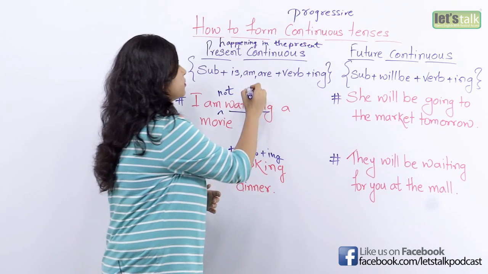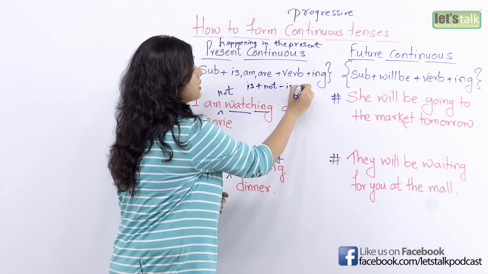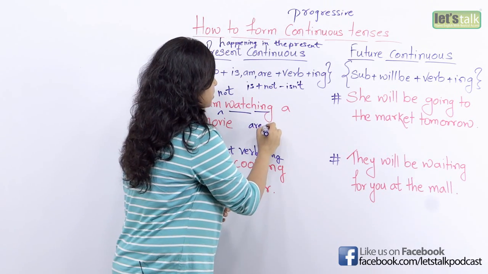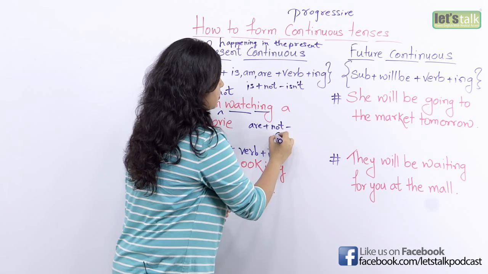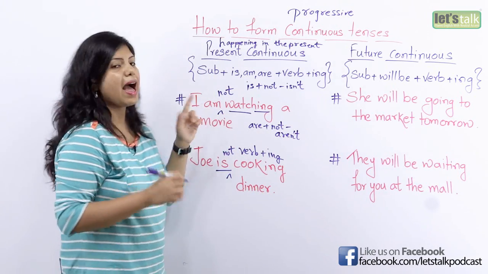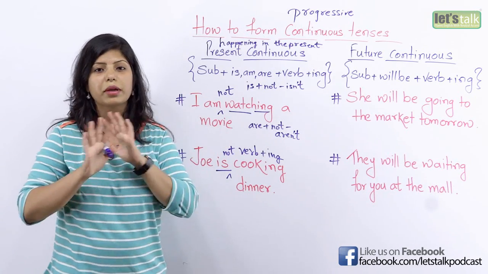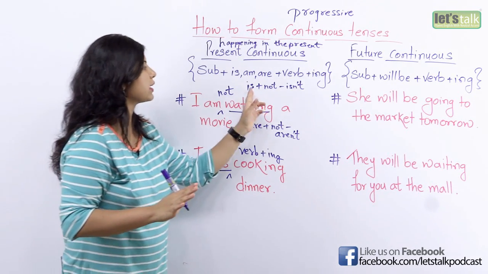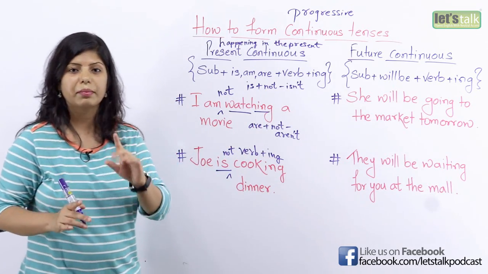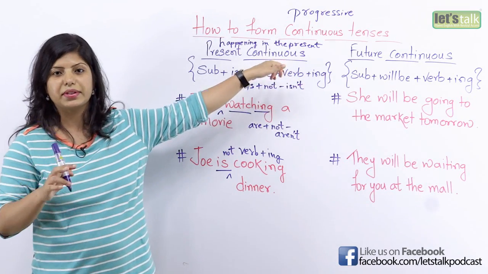Similarly, if you want to make it shorter, you would say is plus not becomes isn't. Alright? Are plus not becomes aren't. And whenever you use am, there's no way of contracting it. So it will always be I am not. There's no way of shortening that. You can only contract is and not and make it isn't, are and not and make it aren't. But remember, the constant thing is the verb plus the ing to show continuous.